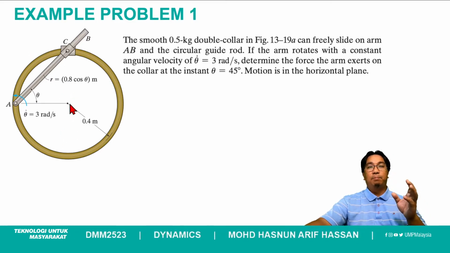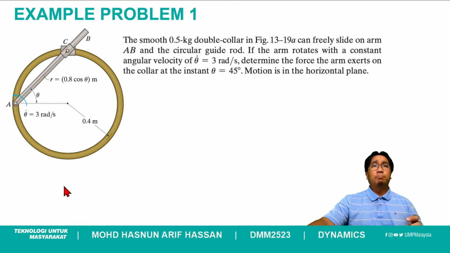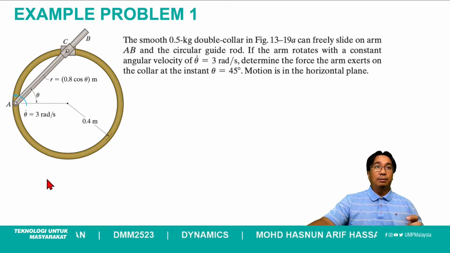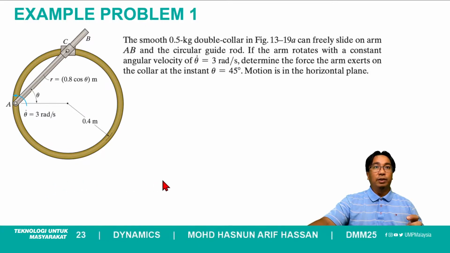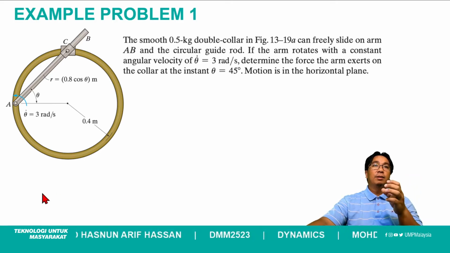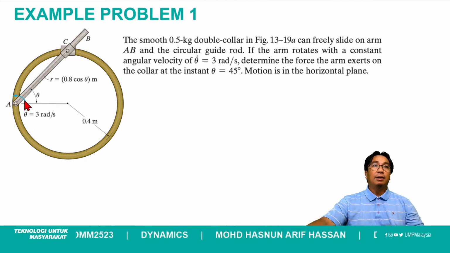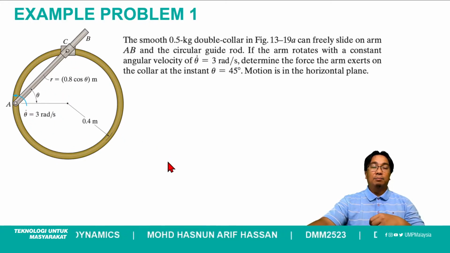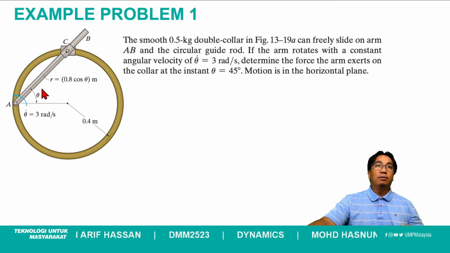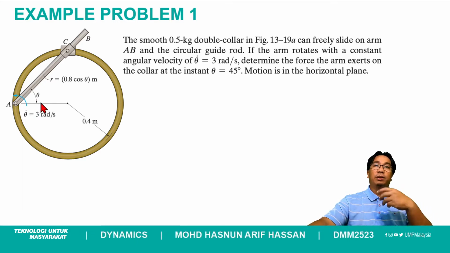Maksud dia beza angular velocity dengan velocity yang biasa ialah velocity yang biasa is the change of position. So let's say point A is over here moving to B at certain time, and then you have the velocity of the moving object in straight line. Tapi sekarang ni dia bukan bergerak dalam straight line tapi dia rotating. So in a rotating motion, we always refer as angular velocity. So berapa change of angle with respect to time.